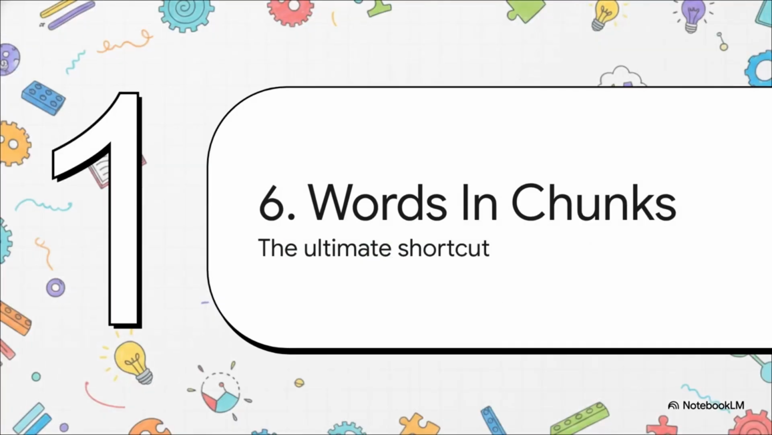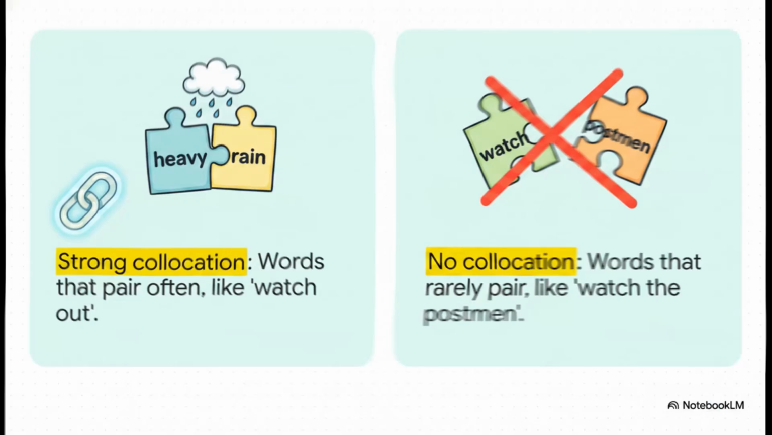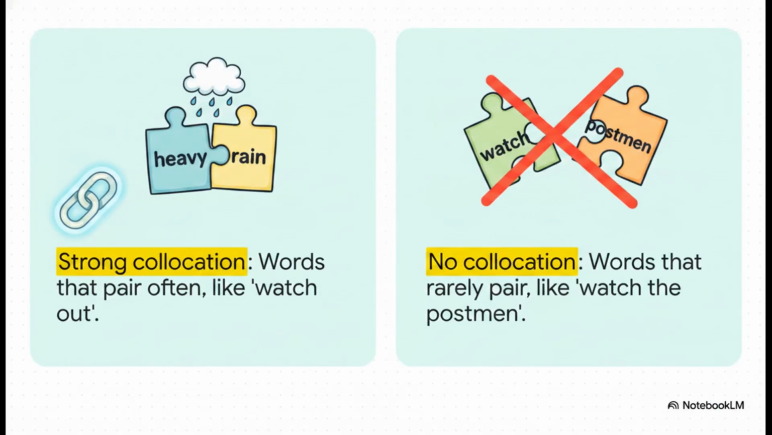And finally, Section 6. Learning words in chunks, the ultimate shortcut. So, the crucial point we need to make here is that native speakers do not build every single sentence block by block from scratch. That would take way too long. Instead, they use pre-assembled chunks. One huge type of chunk is a collocation. These are words that just naturally occur together all the time. For example, watch out is a very strong collocation. We say it as a single rapid-fire idea.